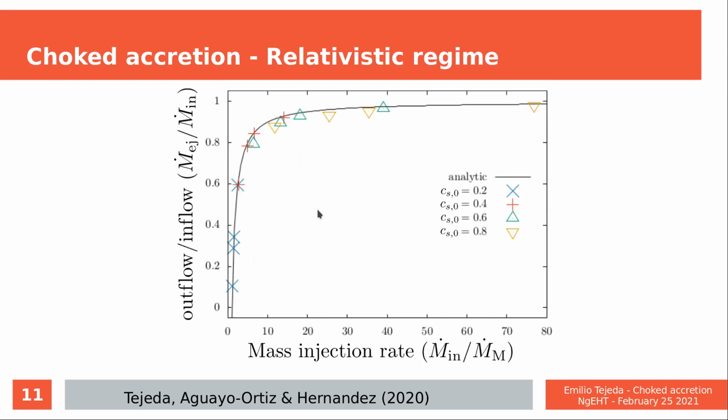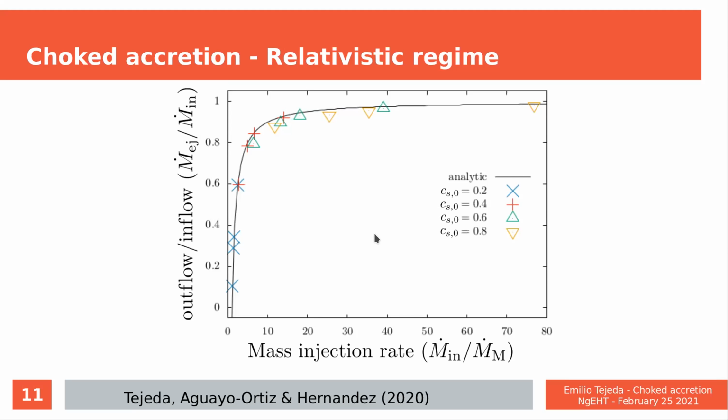This figure is the same as the previous one, but now for the case of the relativistic simulations for a Schwarzschild black hole. We again observe a very good agreement between our numerical data and the choked accretion condition. From these 2 figures, we can see how, as the mass injection rate increases, a larger fraction of the total flux is eventually expelled from the system as an outflow.